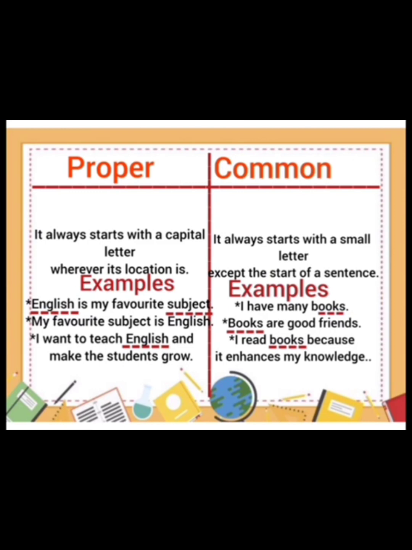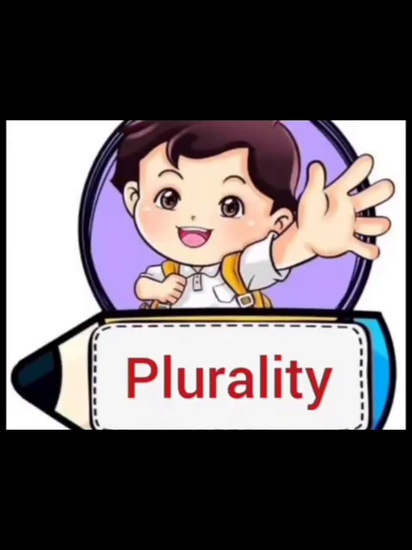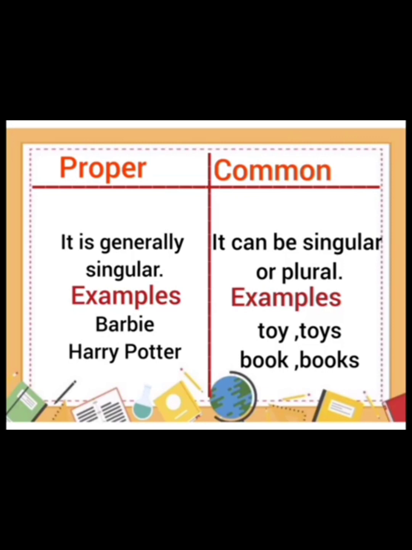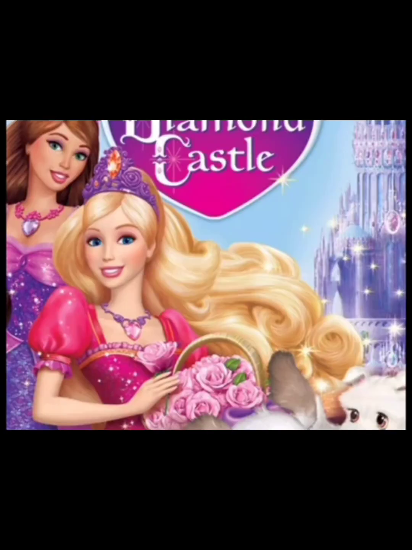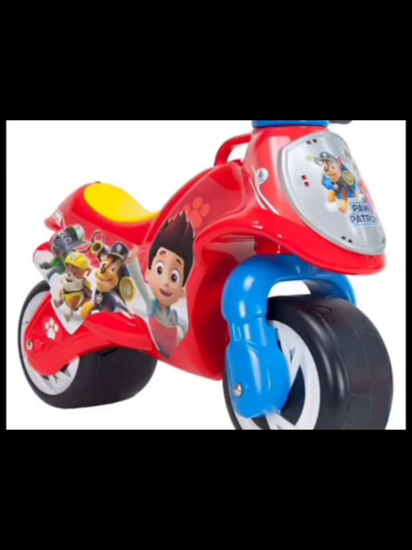Then the next is plurality. When you talk about singular and plural, this difference is on the basis of plurality. A proper noun is generally singular. When you talk about proper nouns, definitely they are specific, they are singular. But common nouns can be singular or plural. For example, the proper noun is Barbie. And when you go for the common noun of Barbie, it can be toy or toys.